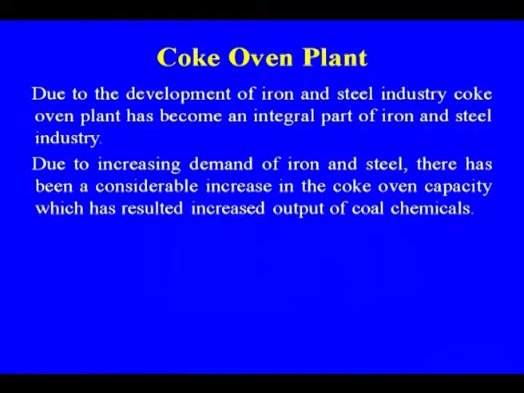Due to the development of the iron and steel industry, the coke oven plant has become an integral part of it, because a huge amount of coal in the form of coke is used in the steel industry, and the steel industry, as I told you in lecture 1, is the second largest user of coal. Due to the increasing demand for iron and steel, there has been a considerable increase in coke oven capacity, which resulted in increased output of coal chemicals through the coke oven plant.